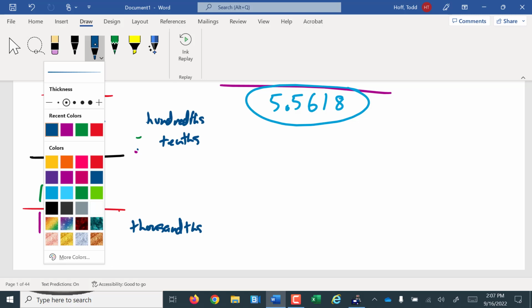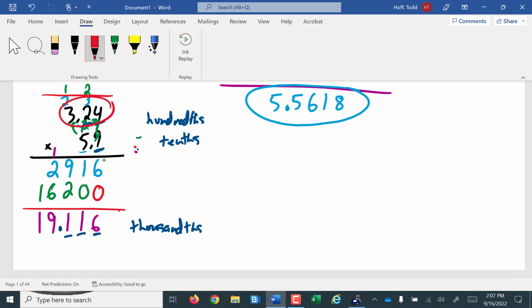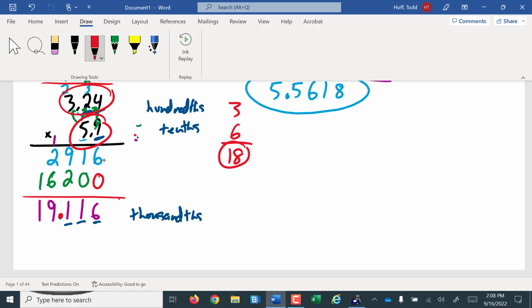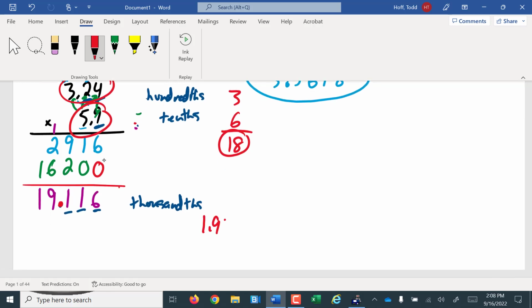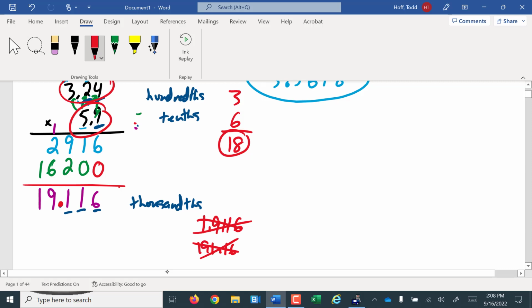Now remember, we did talk about estimating. This is about 3. This is about 6, right? What's 3 times 6? 18. So that is the only place that makes sense for that decimal point to go. 1.9116 would not make sense. It's way too small. And 191.16 is way too large. So you can use that estimate to make sure you've got your decimal point in the right place as well.